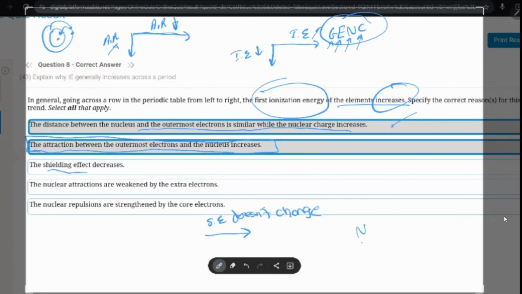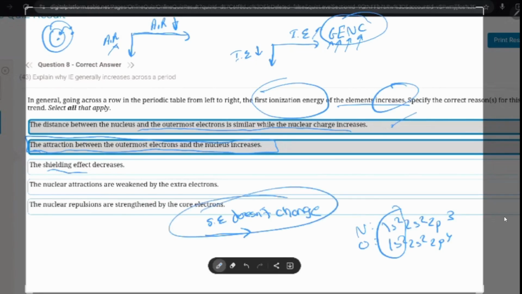I'm going to give you, for example, N and O. N is 1s2, 2s2, 2p3. Oxygen is 1s2, 2s2, 2p4. These both have 2 core electrons, and this is just down the group. So the shielding effect actually doesn't change as you go down the period. Don't get confused with that.